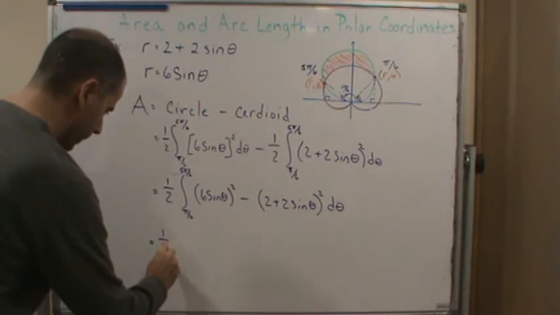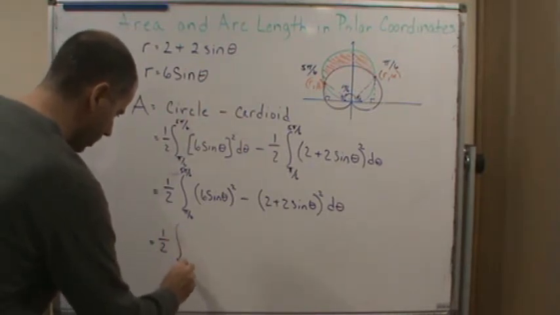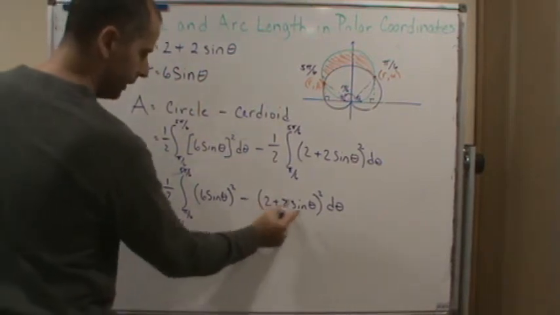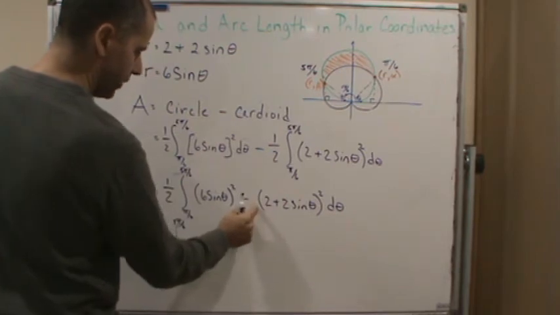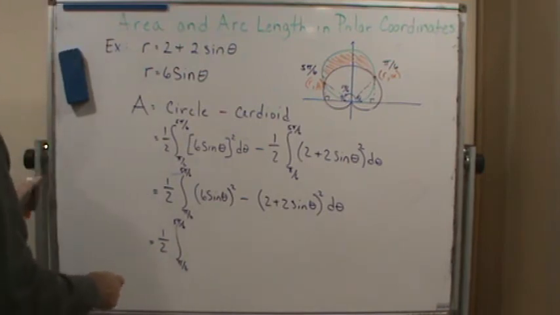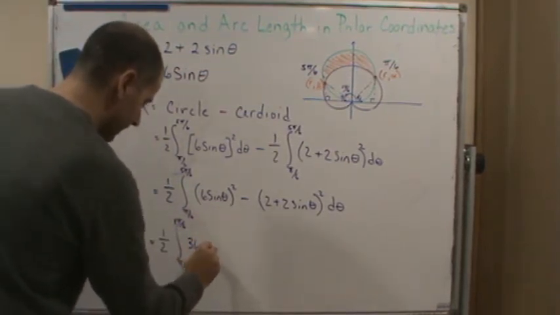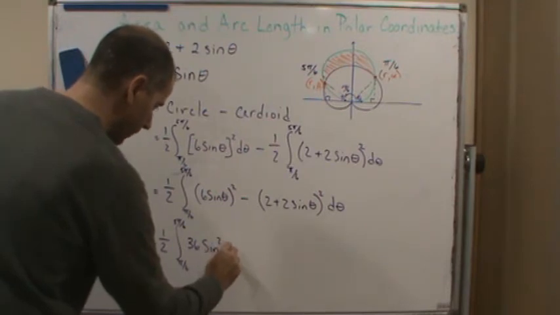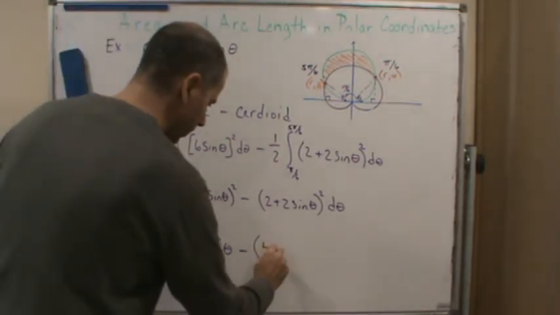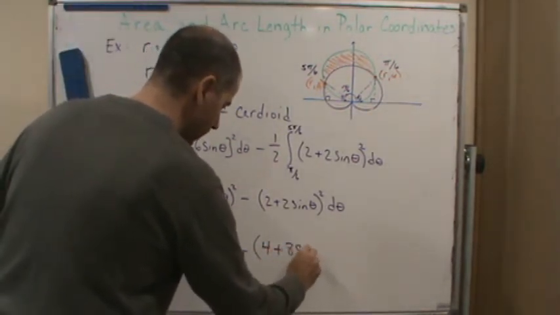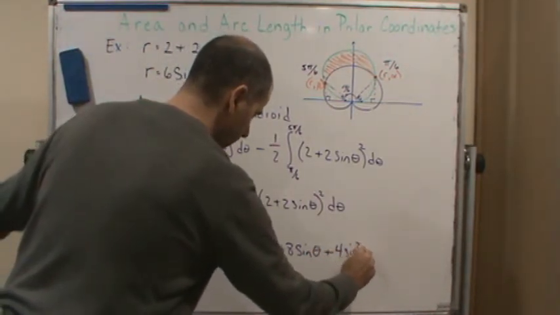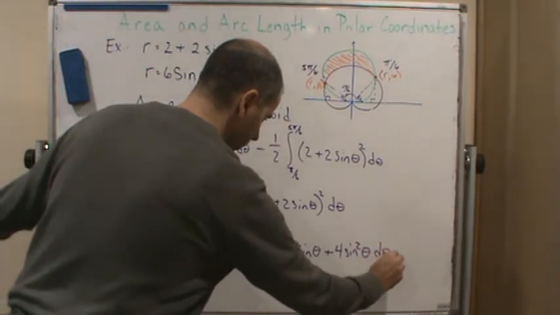So now this is going to be 1/2, pi over 6 to 5 pi over 6. Now again, when we get to the point where we're going to FOIL this out, we've got to make sure that we distribute the subtraction. Don't forget to do that. Okay, so this is going to become 36 sine squared theta minus the quantity 4 plus 8 sine theta plus 4 sine squared theta d theta.